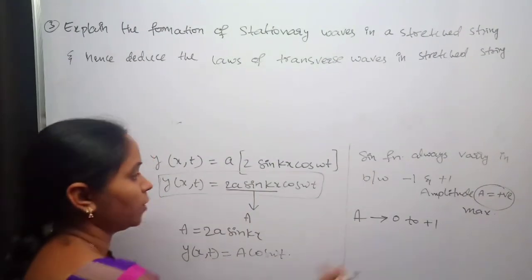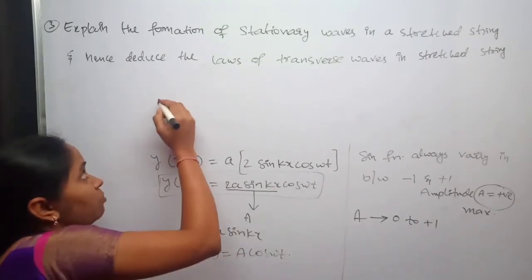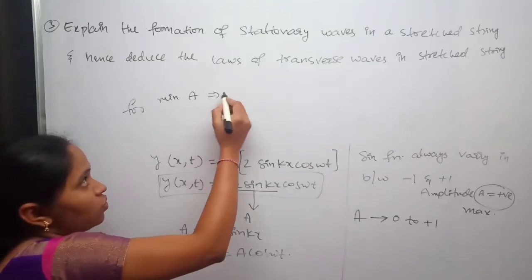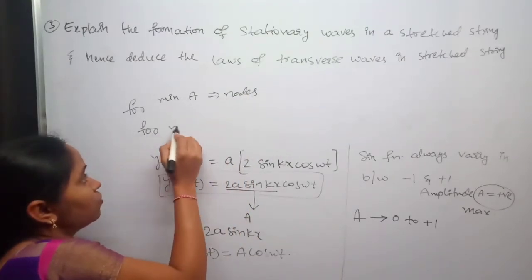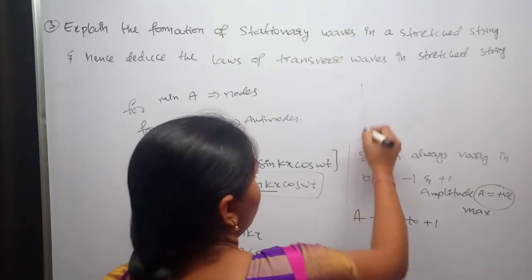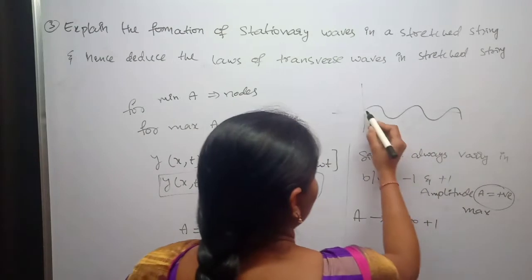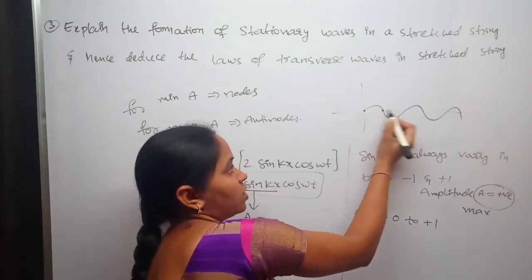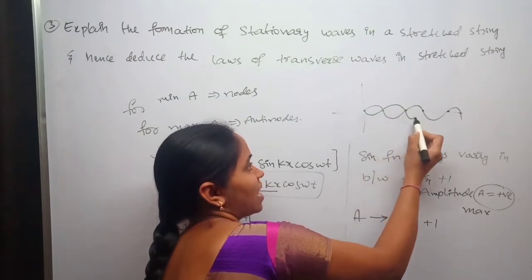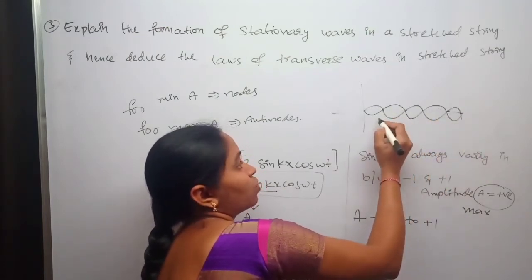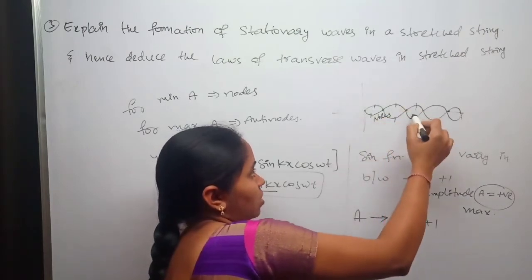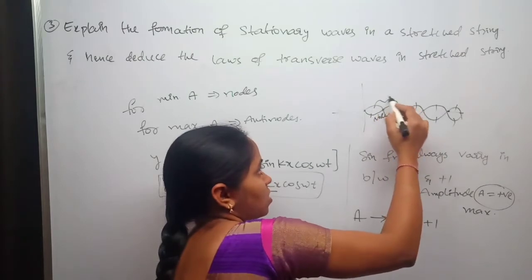See here, if you observe carefully, for minimum amplitude you will have nodes, and for maximum amplitude you will have antinodes. If you observe the waveform, here the amplitude is minimum. These positions are known as nodes. And at these points the amplitude is maximum, and these positions are known as antinodes.